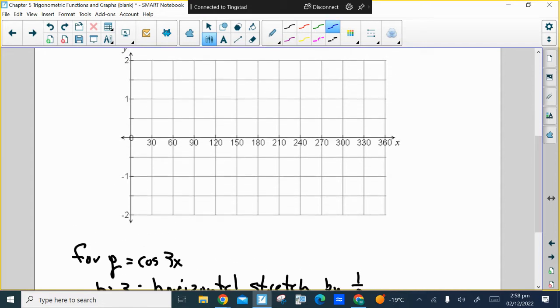Let's start, though, by first doing the graph of cosine x. The base graph starts at the maximum. Every 90 degrees, another critical point. So there's our base graph, y equals cosine x.